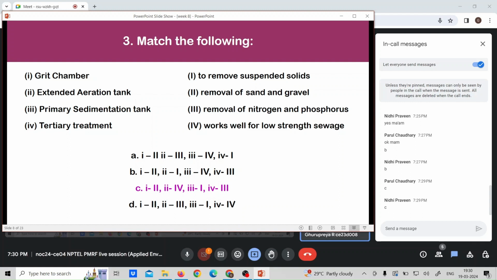Two people have answered it right. You've answered C right. Yeah, grid chamber, as we discussed, is used for removal of sand and gravel. It's a primary treatment and a physical process. Completely fine.